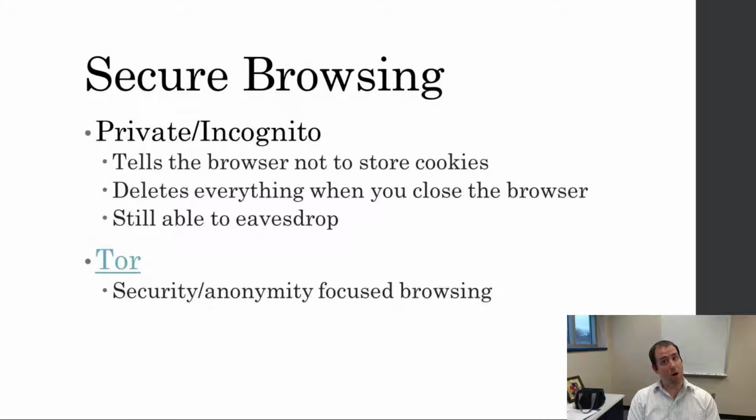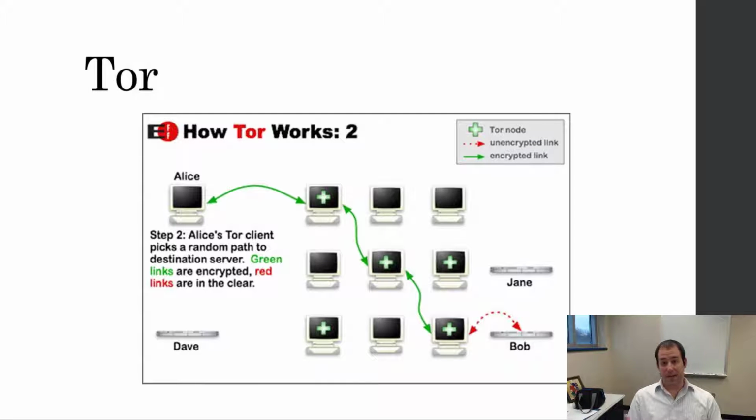If you really want security-focused web browsing and a completely secure, or mostly secure connection to the internet, then you want to use a special web browser and a special service called Tor. And this is completely security and anonymity-focused browsing. And what Tor does is it routes your traffic through a whole bunch of different hosts on the internet. And these are called nodes.